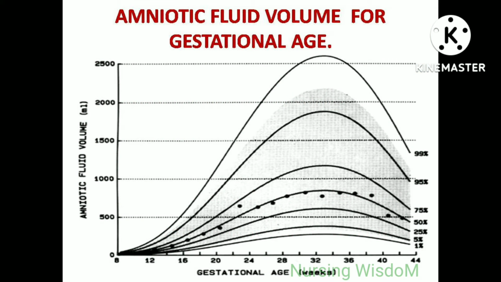Amniotic fluid volume less than the 5th percentile for gestational age. This graph depicts the normal amniotic fluid volume for gestational age. Here you can see below the 5th percentile means the amniotic fluid amount falls below 500 ml, and it indicates oligohydramnios.